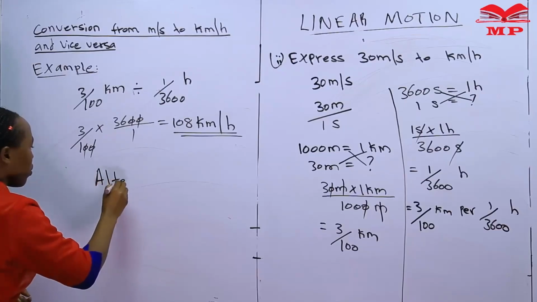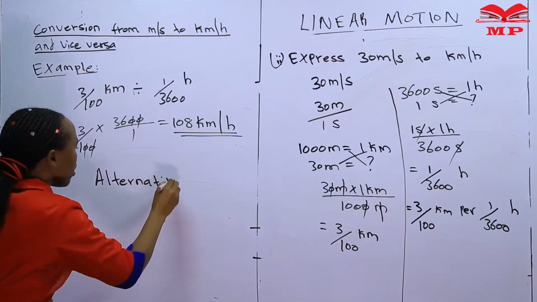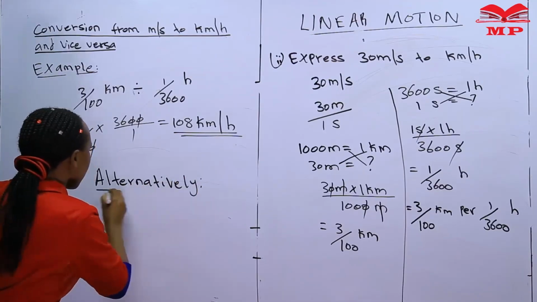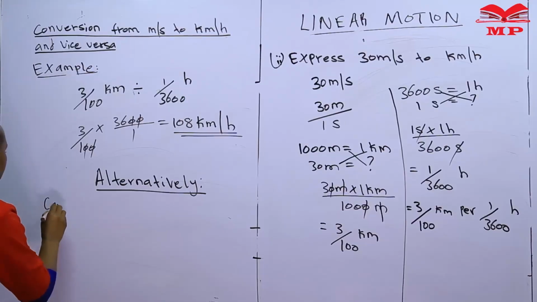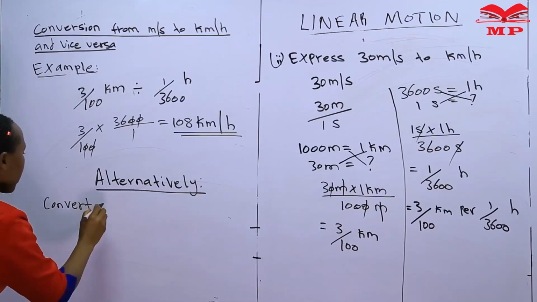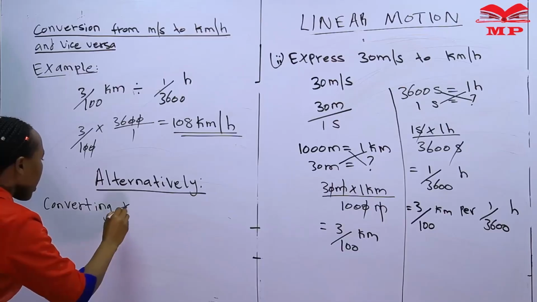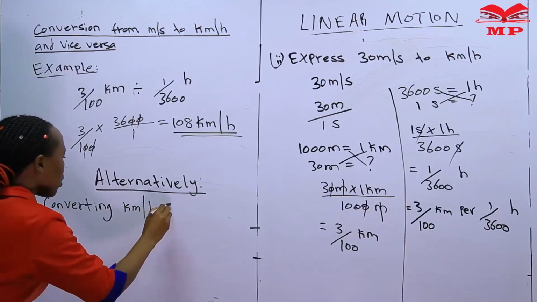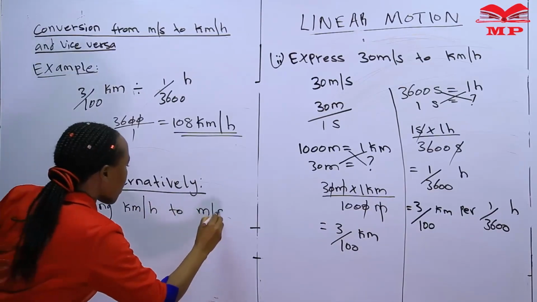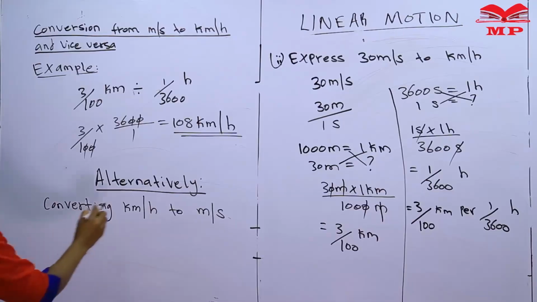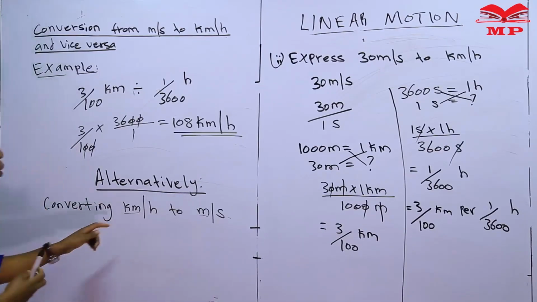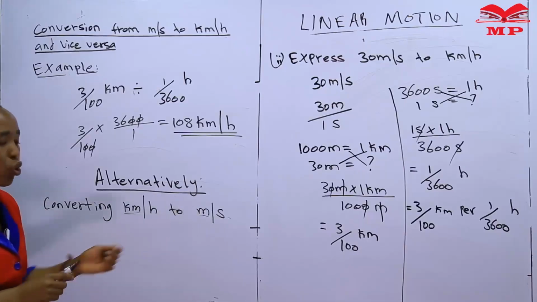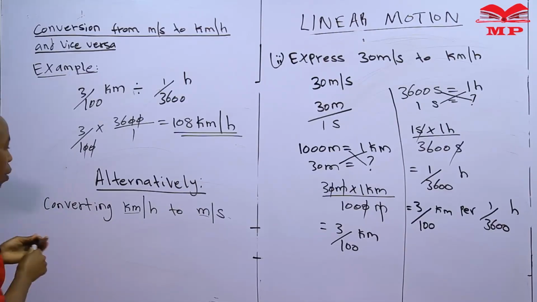Or another method, alternatively, we can have this. If we want to convert kilometers per hour to meters per second, we simply look at this. We have kilometers, these are meters. When converting kilometers into meters, we multiply by 1,000.